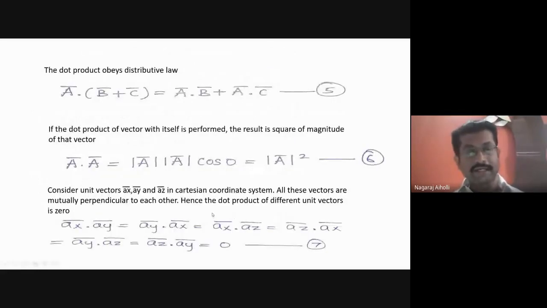Now, here we are considering unit vectors, students. These are not the actual vectors x and y, or your a vector and b vector. They are unit vectors. Their magnitude is 1, unity. All these vectors are mutually perpendicular to each other. Hence, the dot product of different unit vectors is 0. What it means is ax bar dot ay bar is equal to ay bar dot ax bar, or x to z or z to x, both are the same. Ax bar dot az bar or az bar dot ax bar, y to z or z to y. Ay bar dot az bar is equal to az bar dot ay bar is equal to 0. Let us take it as equation 7.